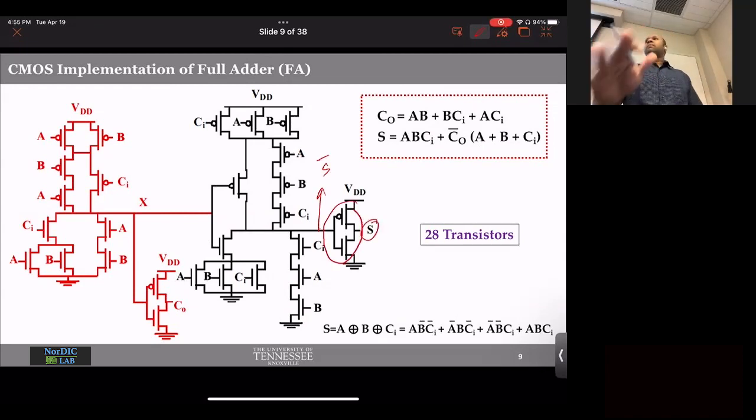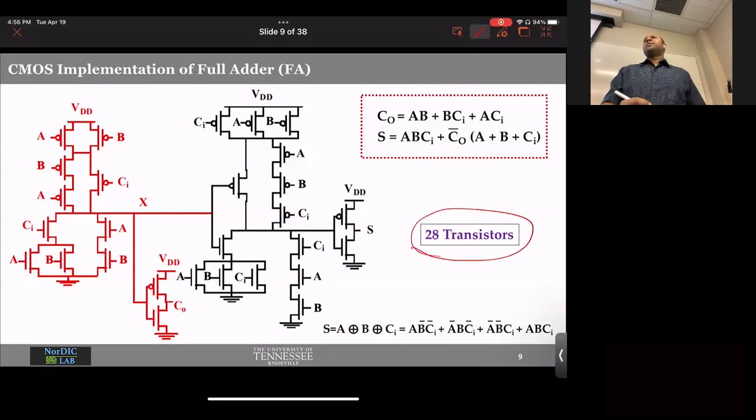Okay. Same problem. Few take-home messages. If you count the transistors, you have 28 transistors to add what? One bit with another bit. 28 transistors, right? You see that? See, here is how there are different paradigms of research.